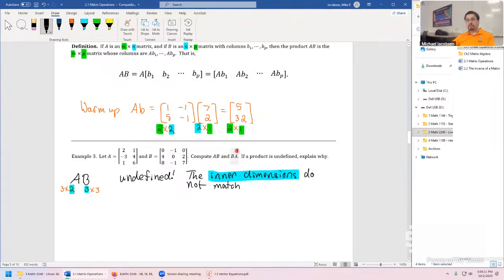Next, we'll look into B times A. So if we go B times A, this time B is of size 3 by 3. Matrix A is of size 3 by 2. There's a match here, so this is a defined product. We can proceed to the next step.